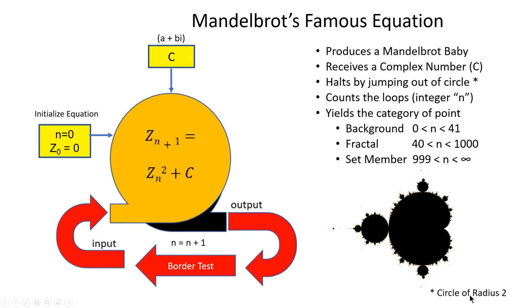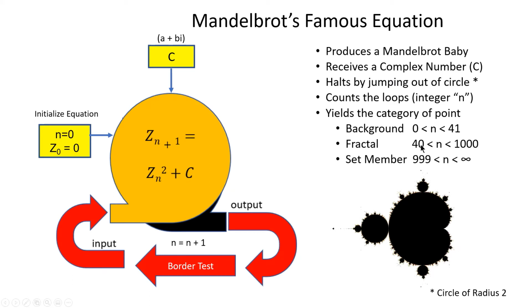And when it does, that's the circle radius 2, and when it does, we can record the value of n, how many loops that occurred. And knowing n, then we know whether it is a background point, whether it is a fractal, or whether it's a set member. We know whether it's white or black or something else, some choice that we might want to make with regard to fractals.